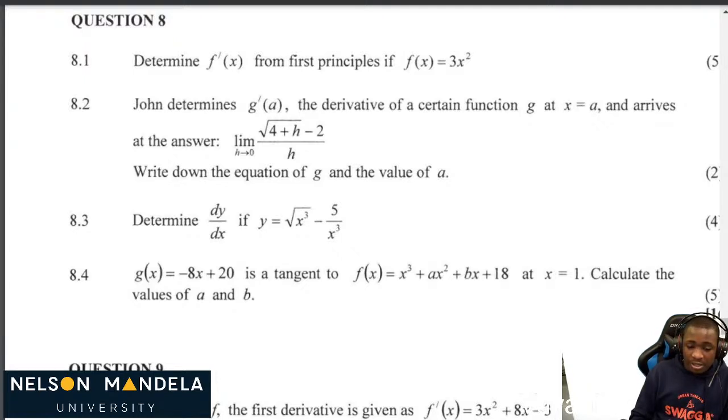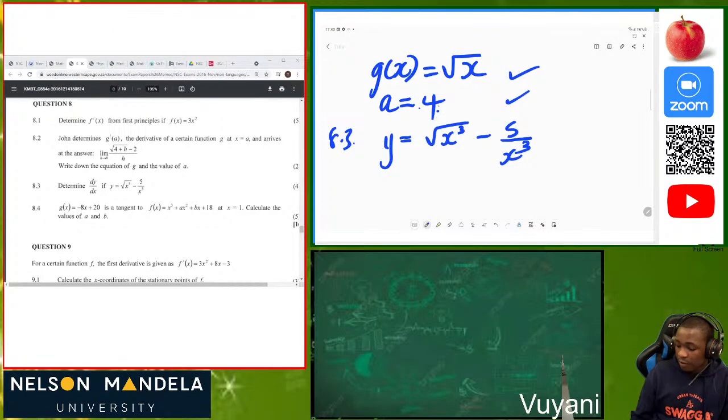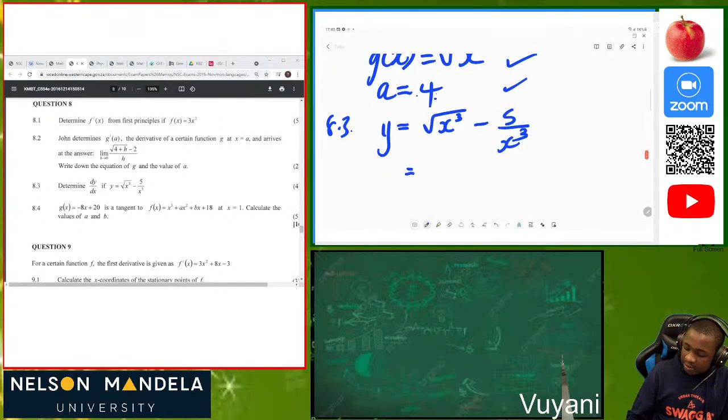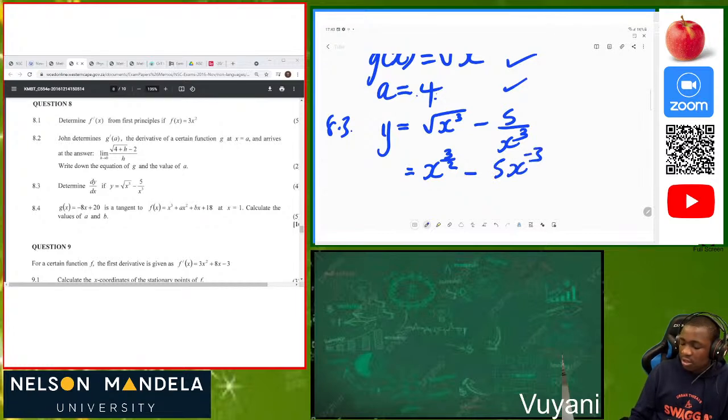So before we determine the derivative, let's arrange this. Let's remove the square root. So it's going to be x to the power 3 over 2 minus 5x to the power negative 3. So the denominator, we take it up to be on the numerator. Then we can solve our question right now.